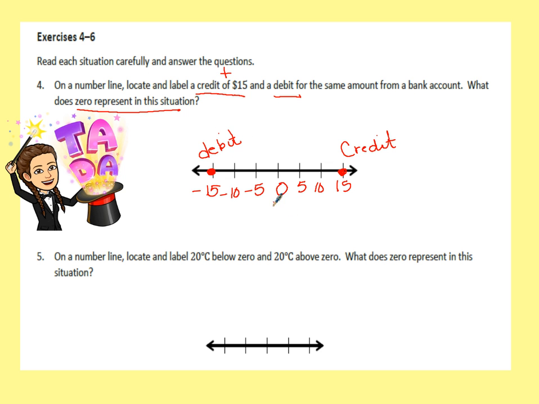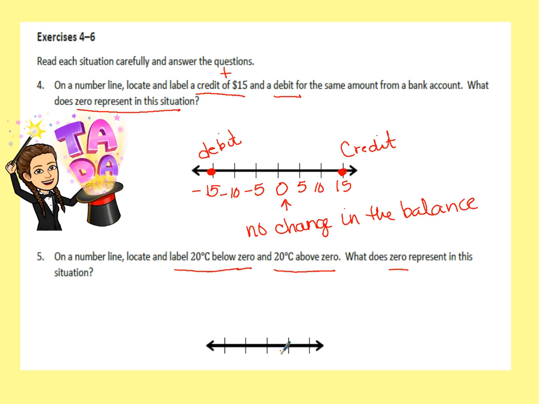So what does 0 represent in this situation? No change in our balance or the balance. Nothing changed about it. Number 5, on a number line, locate and label 20 degrees below 0 and 20 degrees above 0. And what does 0 represent?